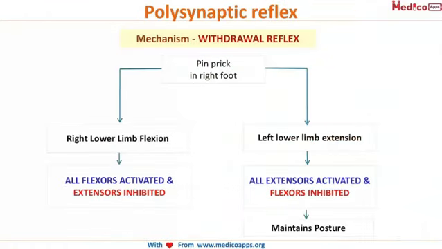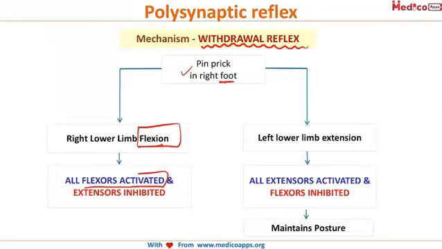So the next concept we are looking at is the polysynaptic reflex. The mechanism we will discuss is the withdrawal reflex. Suppose you are pricked on your right foot with a pin. What happens? Obviously you will withdraw your right lower limb backwards. That is, there is a flexion of your right lower limb. So all the flexors are activated and obviously extensors should be inhibited so that flexion can occur.